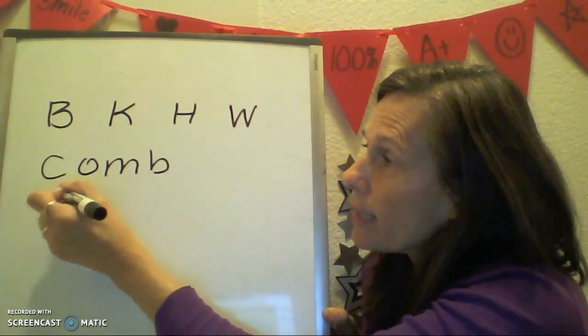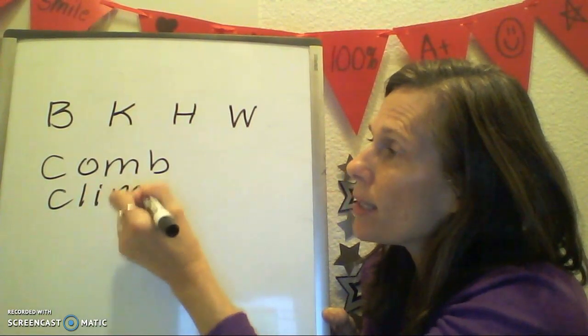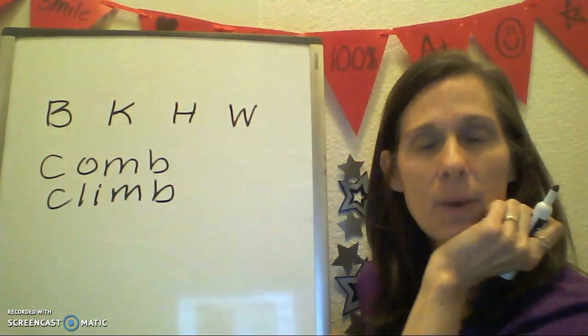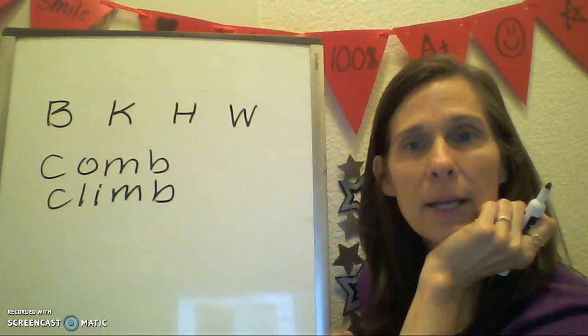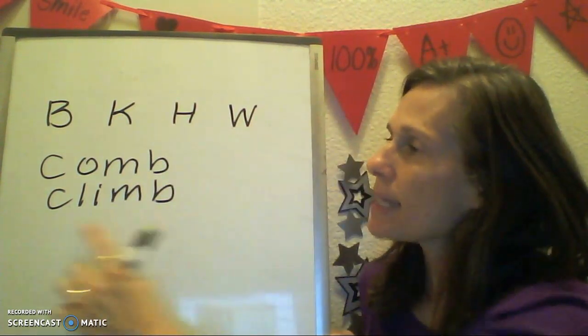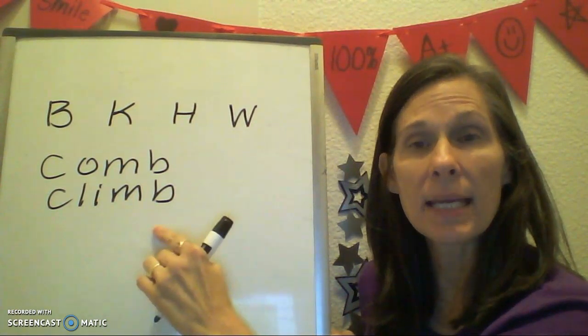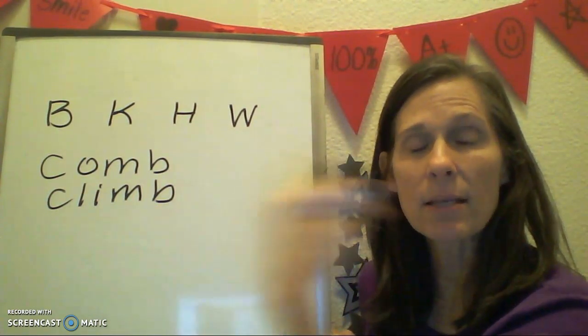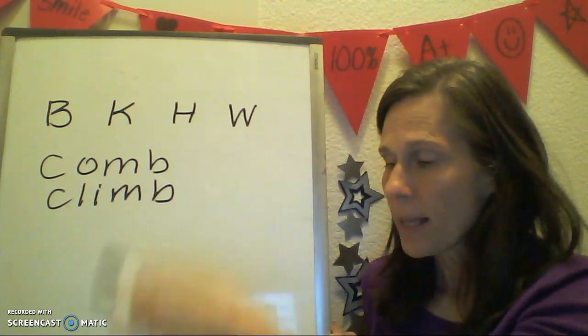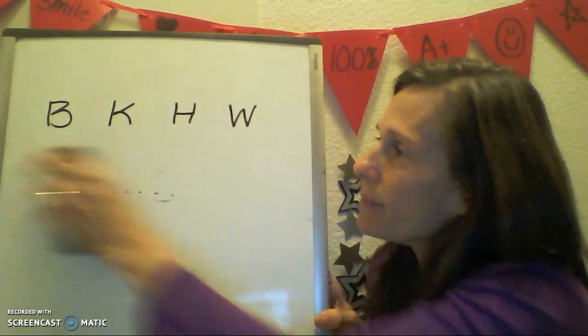Okay, and there's another one like that too, and that is the word climb. I don't say I want to go climb on the playground, on the jungle gym. I say climb, right? And so the I is long, but the B is silent. Okay, so that's a couple of examples for B. Let's go ahead and look at K.